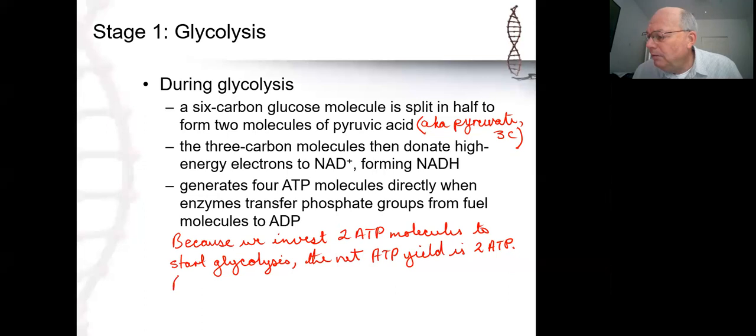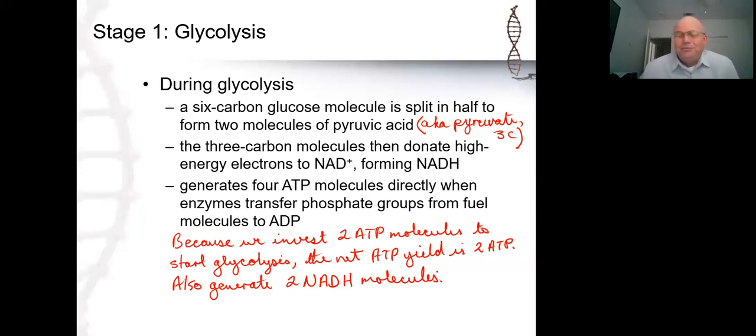And then we also generate 2 NADH molecules. So in terms of the overall energy budget, energy in is 2 ATPs, energy out is 4 ATPs, for a net yield of 2, plus 2 NADHs.